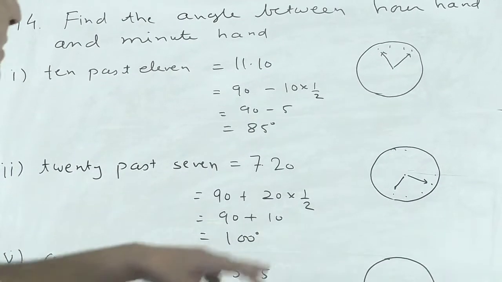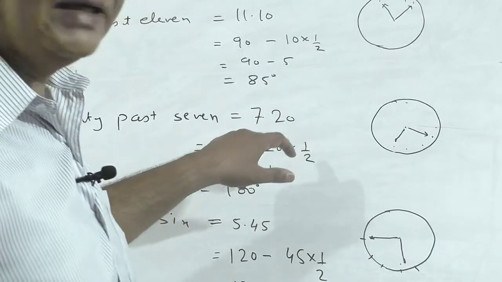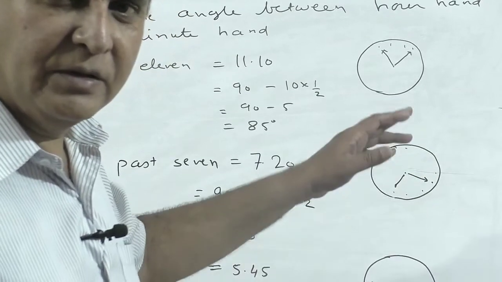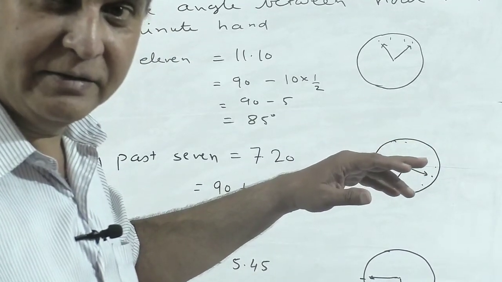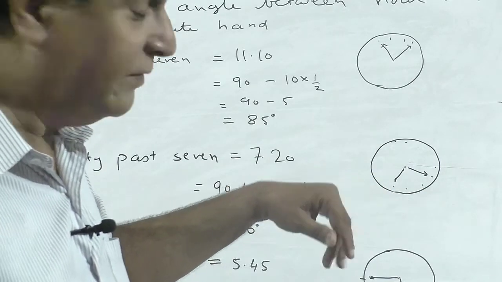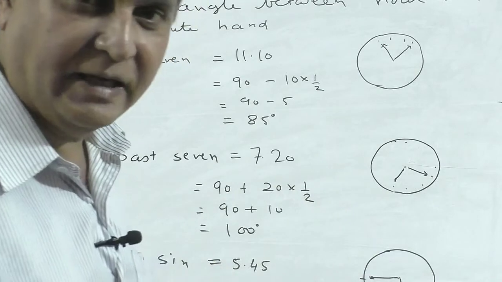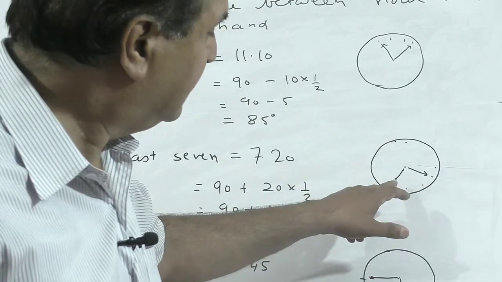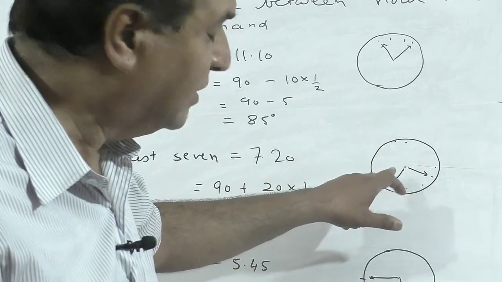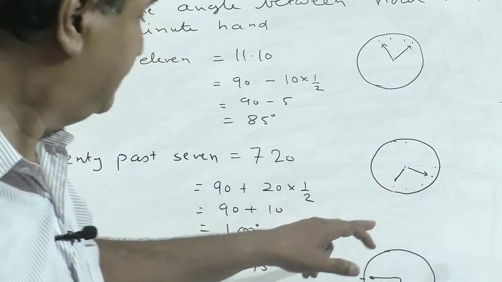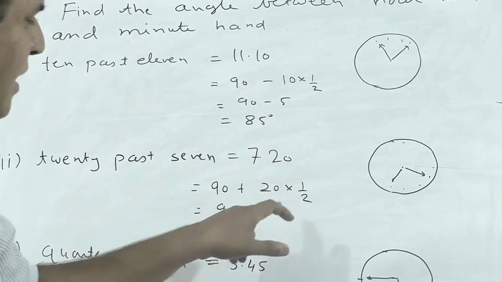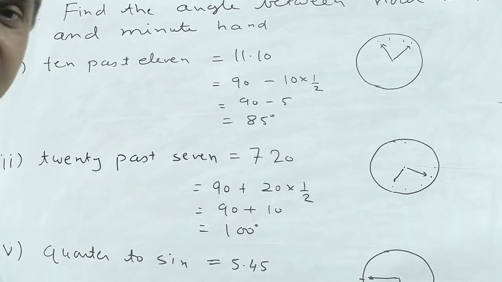20 past 7. 7:20 it is. Approximately the figure is this. Again 1, 2, 3. So 5 minutes is 30 degree, 10 minutes is 60 and 15 minutes is 90 degree. The main angle of 90 degree is there. But here the hour hand is going away, so the plus sign will come. So 90 plus, for these 20 minutes, 20 into half is 10. 90 plus 10, 100 degree is the answer.